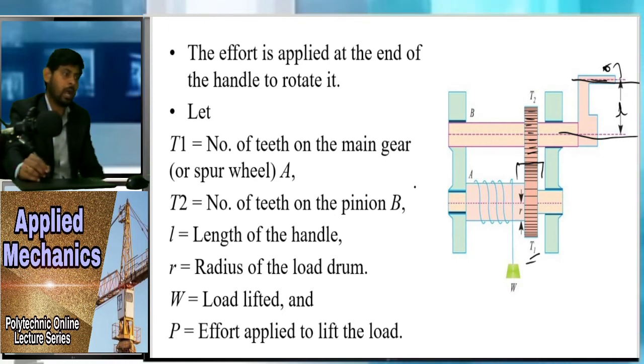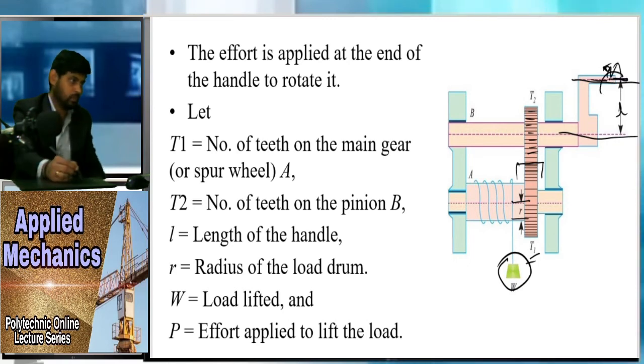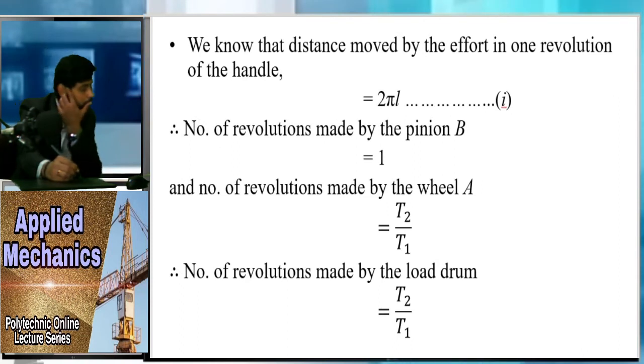After that, R is the radius of the drum, the load drum. So this is your load drum and this is the radius of this load drum. W is the load, the load lifted. And P is the effort applied to lift the load. So what effort we apply to lift the load, that is P. Now we have to find out the velocity ratio equation by using all these terms.